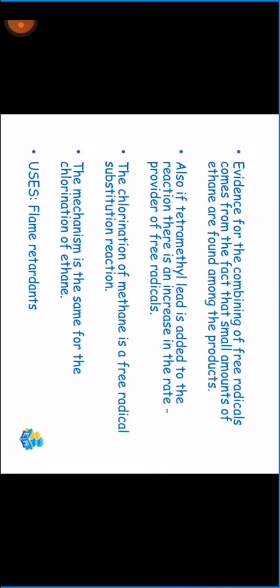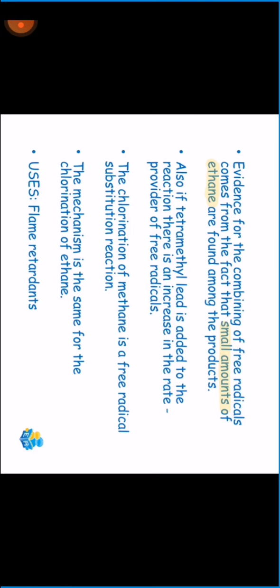Termination can occur by any of the 3 reactions that follow here: a chlorine free radical and a chlorine free radical combine to form a chlorine molecule, a chlorine free radical and a methyl free radical combine to form chloromethane, and a methyl radical and another methyl radical form ethane. Evidence for the combining of the free radicals comes from the fact that small amounts of ethane are found among the products in the monochlorination of methane.